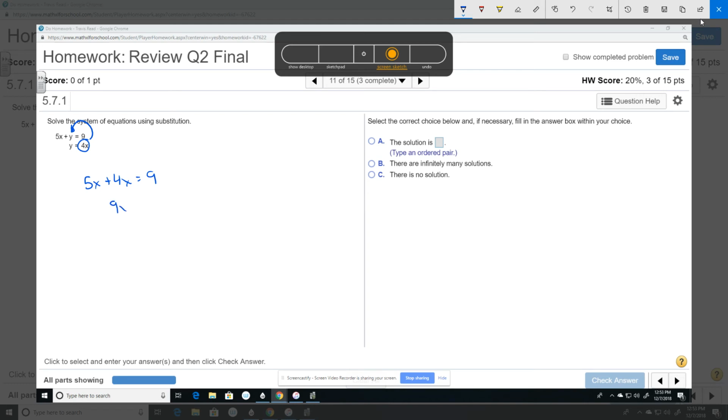5x's plus 4x's is 9x's equals 9. To get rid of the 9, I divide both sides. x equals 1. And if x equals 1, I can plug that in. y equals 4x. So y equals 4 times 1. So y is equal to 4. So my solution is x is 1 and y is 4.